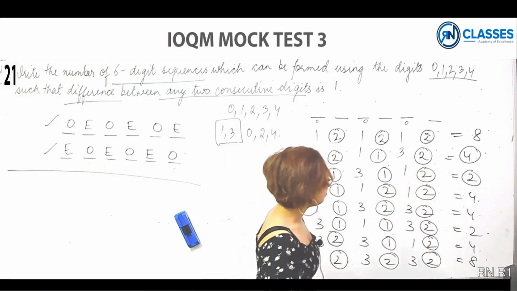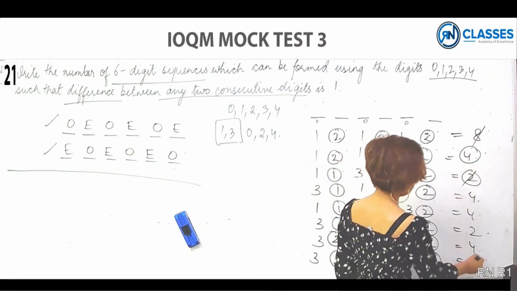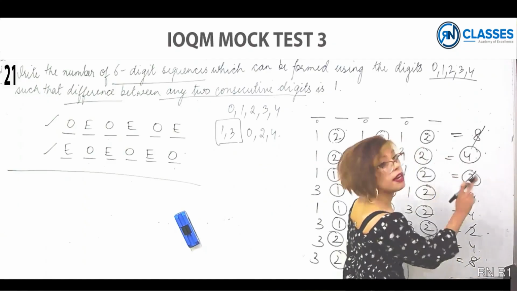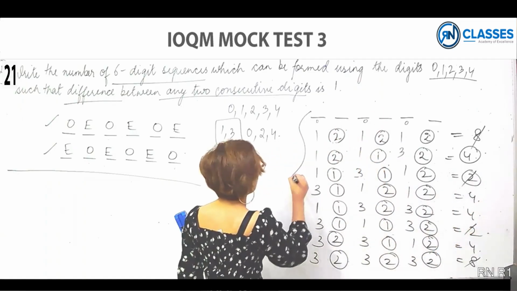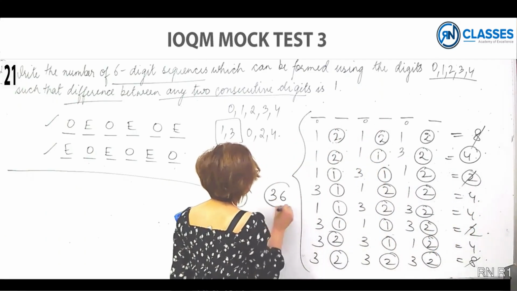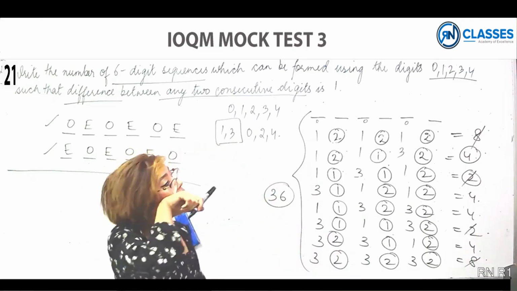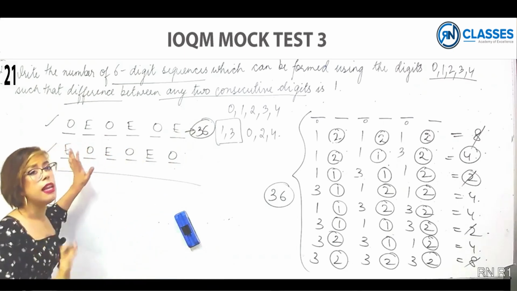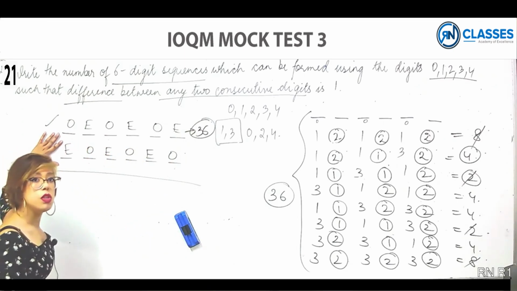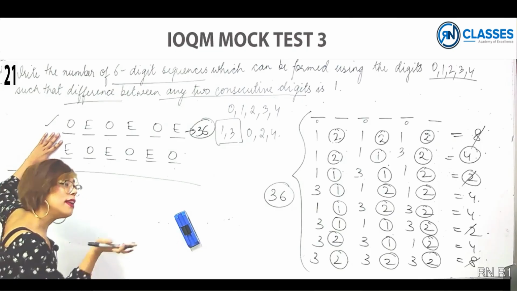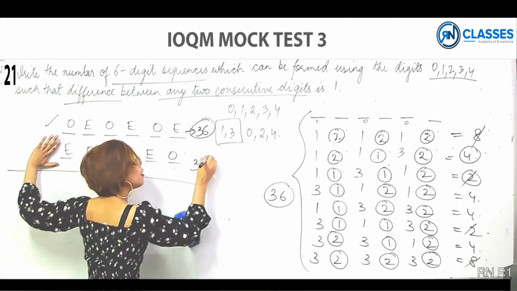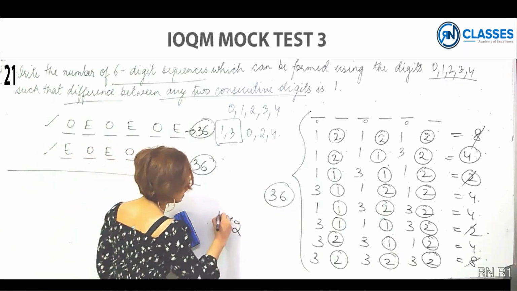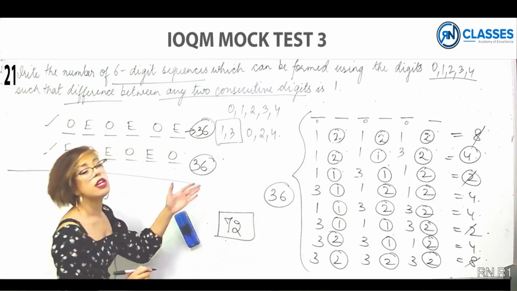Right, so in total, how many are these? These are 10, 20, 20 plus 16, 36, right? So in this case, I have 36 6-digit sequences, right? In which case? In this case. Right? On similar lines, you can find out this one also. You need to write it down, and you will find out it also turns out to be 36. Right? So in total, I would have 72 6-digit sequences, which is the answer.